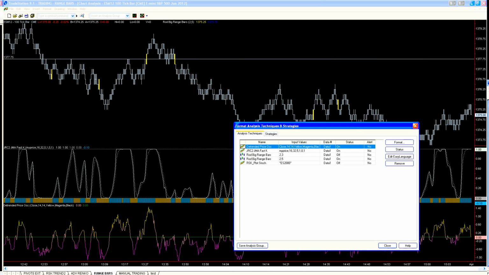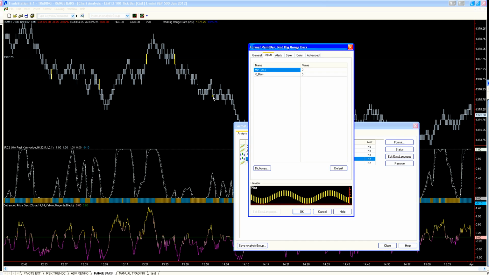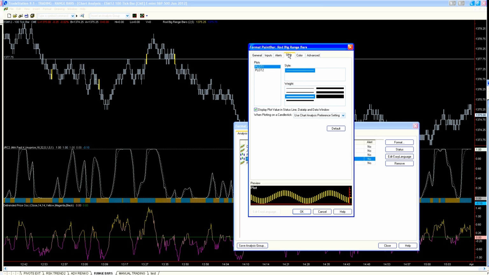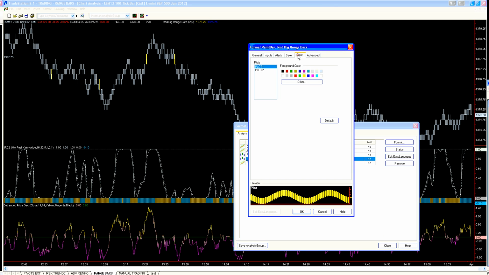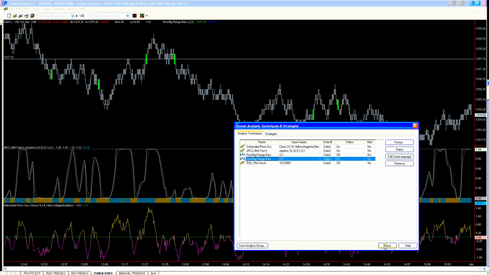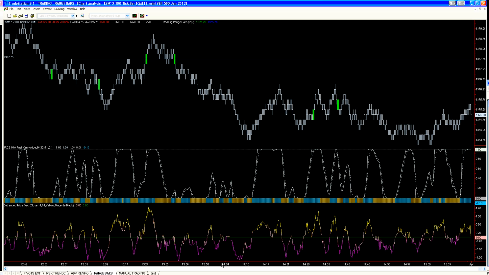The settings for the range bars will also give you the option to change the color of the bars, as well as change the strength or the weight of the bar. So if you really want to make it obvious, set it up in some fashion that the bar really, really stands out.